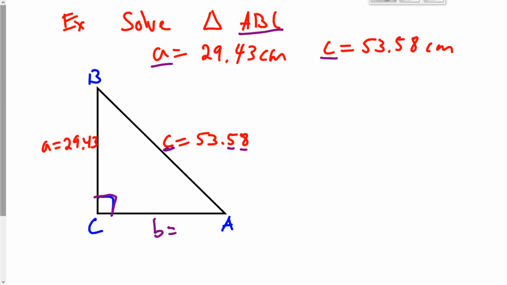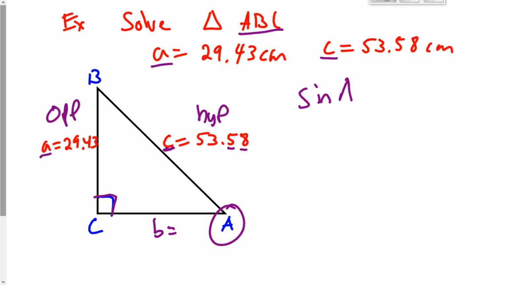So you can do that. I don't want to do that off the top of my head real quick, so I'll wait on that. But let's go ahead and find one of these angles. So we can find A or we can find B. Let's go ahead and find A. So what is little a in relationship to angle A? That'd be the opposite. And opposite of 90 degrees is the hypotenuse. So which trig function deals with opposite and hypotenuse? That's sine. Right, so sine of angle A is equal to opposite over the hypotenuse, right?